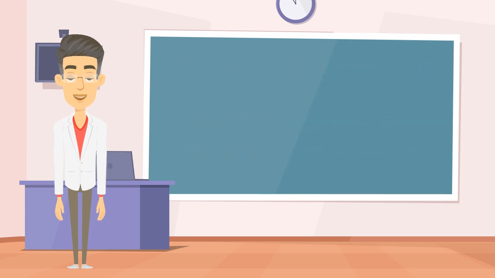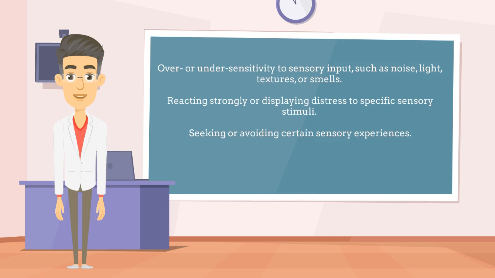Sensory sensitivities may include over or under sensitivity to sensory input, such as noise, light, textures, or smells. Reacting strongly or displaying distress to specific sensory stimuli. And seeking or avoiding certain sensory experiences.